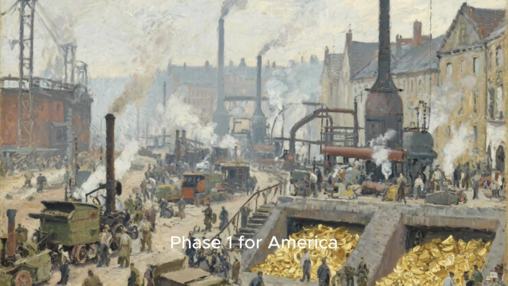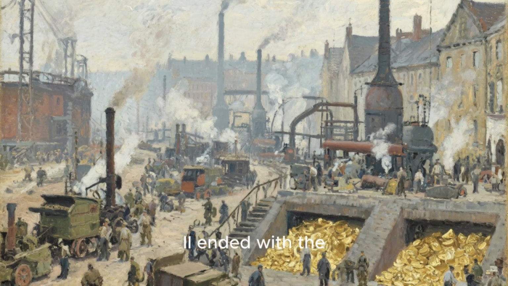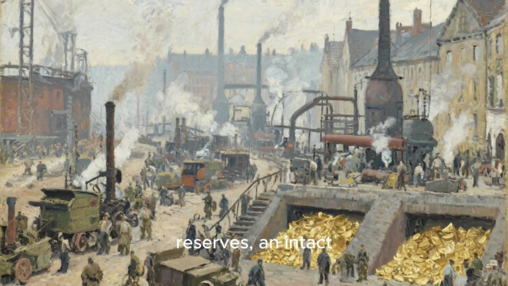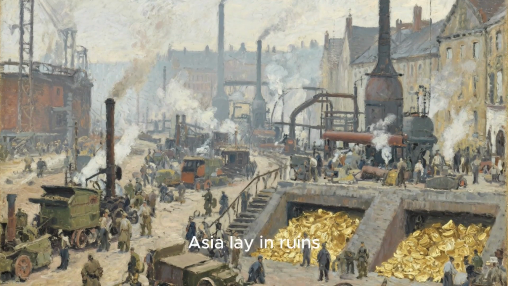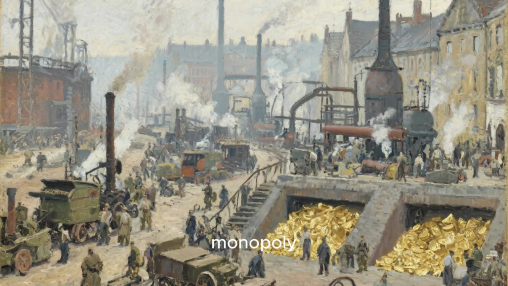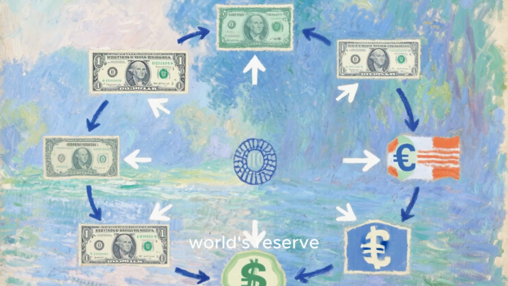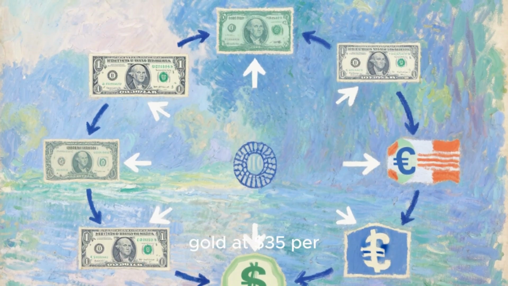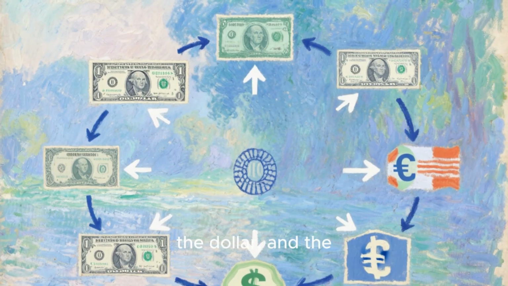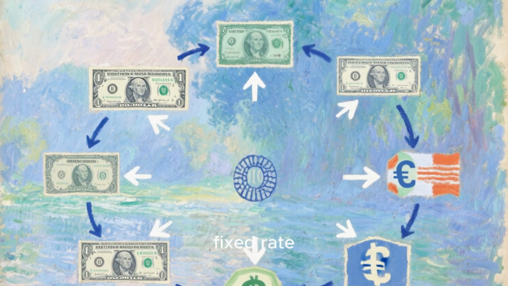Phase 1 for America lasted from approximately 1945 to 1970. World War II ended with the United States holding 2/3 of the world's gold reserves, an intact industrial base while Europe and Asia lay in ruins, and unmatched military power including a nuclear monopoly. The Bretton Woods system in 1944 established the dollar as the world's reserve currency, backed by gold at $35 per ounce. Other nations pegged their currencies to the dollar, and the dollar was as good as gold, literally exchangeable at a fixed rate.